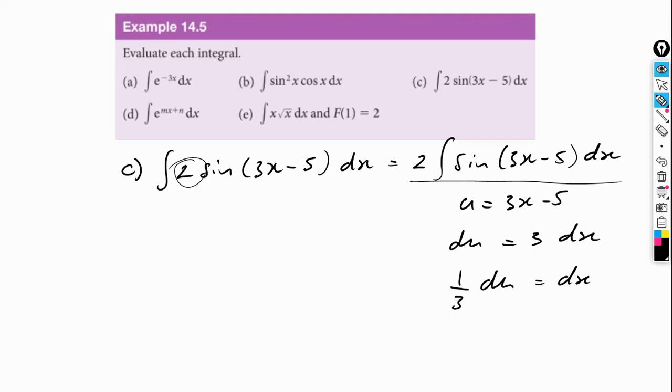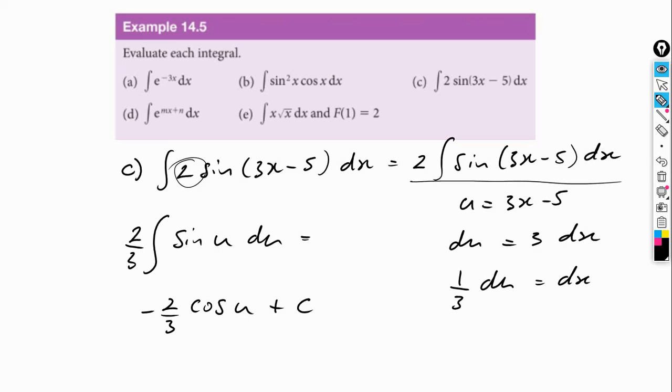We're going to substitute here, of course. So then it's going to be 2 times 1/3, so 2/3 integral sine of u du, and then the antiderivative of sine is negative cosine. That's something we have to be careful with, right? So this would be the same as saying negative 2/3 cosine of u plus c.